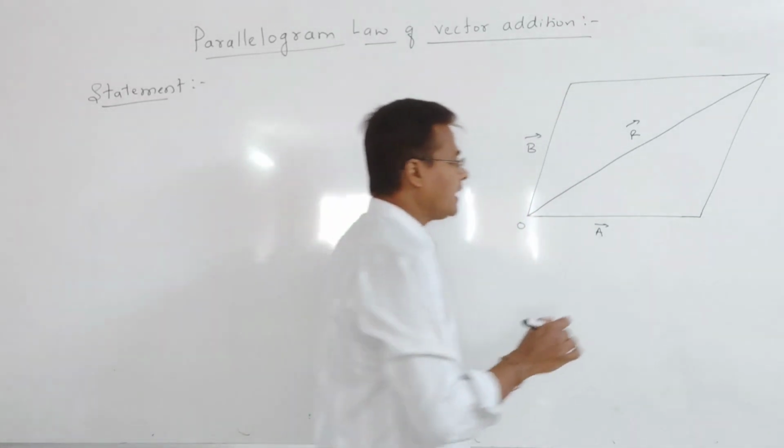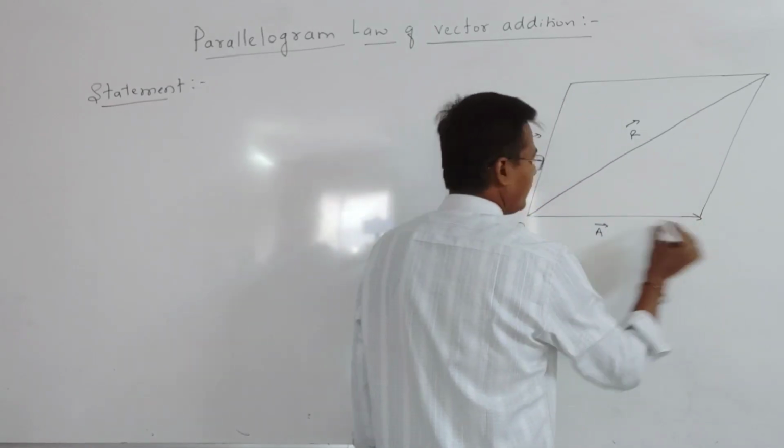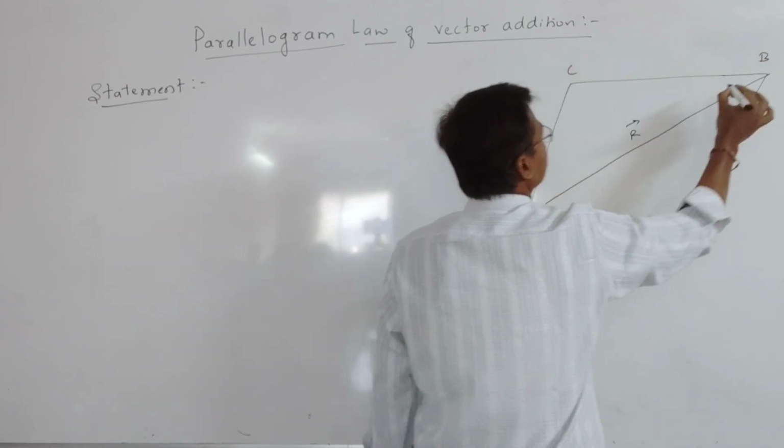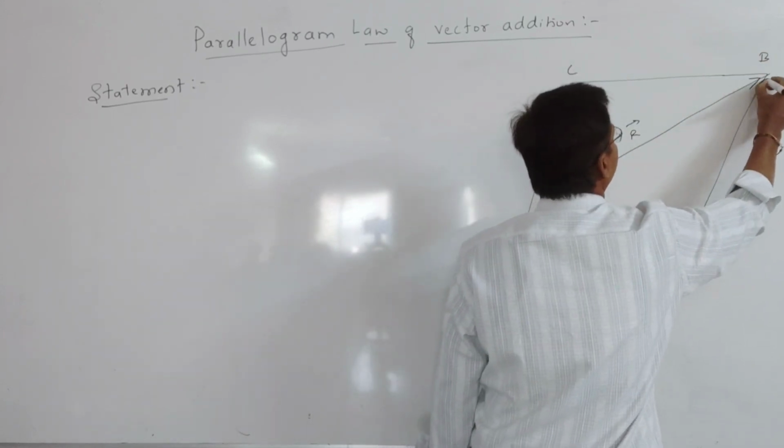Okay, so we are going to see that this is O, this is A, this we are going to call B, this is C. Okay, this is the one resultant vector.